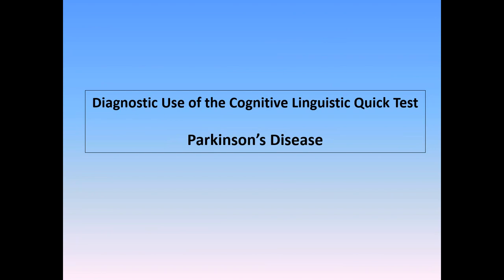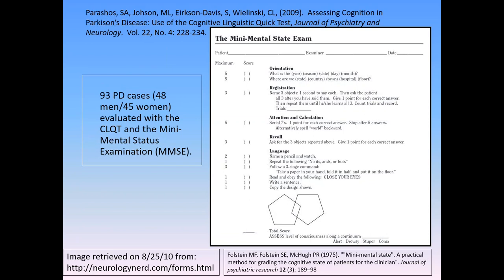First, a couple of studies done with Parkinson's disease. First study was done by Parachos and colleagues, who are neurologists mostly, and they had 93 Parkinson's cases. You see 48 men, 45 women, and they evaluated them with the CLQT and the Mini Mental Status Exam. I'm sure you're all familiar with that. It's used widely by a variety of professions, including MDs are likely to use this exam. And I like to point out, particularly if you're working with people with language disorders, with aphasia, this is not a good test for them because virtually all the items require processing or production of language, except for that design copy that's down there.